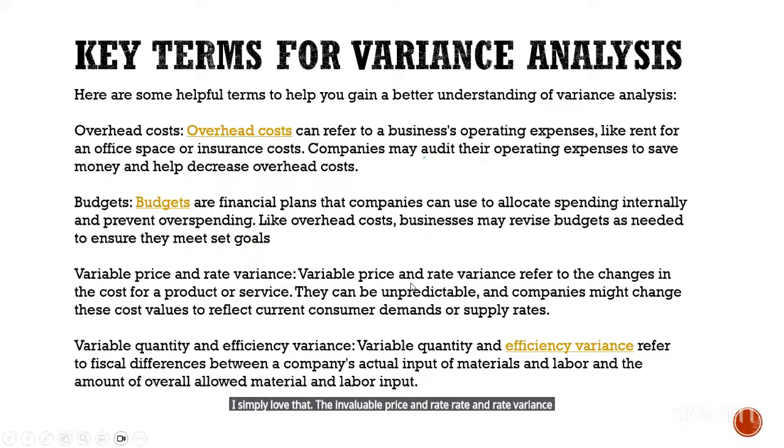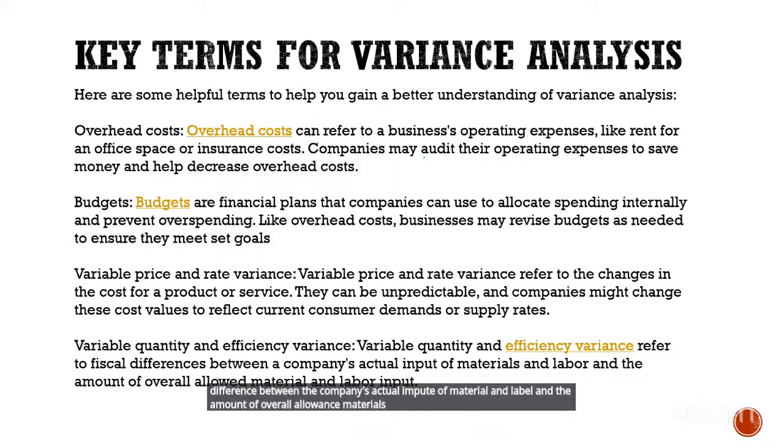Then variable price and rate variance. Variable price and rate variance refer to the changes in the cost of a product or service. They can be unpredicted, and companies might change these cost values to reflect current consumer demand or supply. Then variable quantity and efficiency variance. Variable quantity and efficiency variance refer to the physical difference between the company's actual input of material and labor and the amount of overall allowed materials and labor.